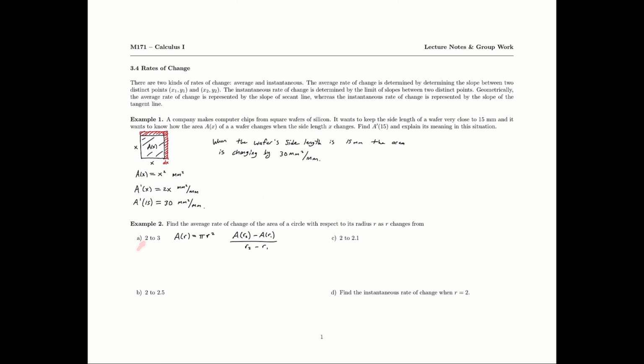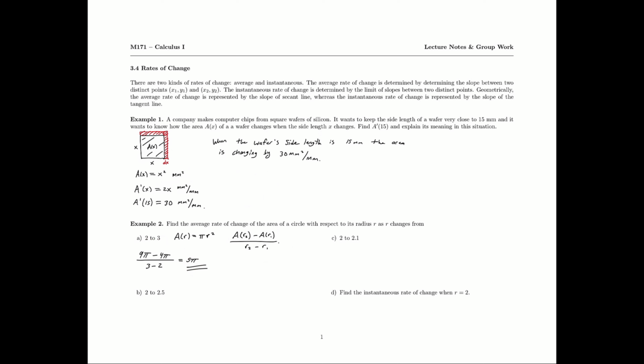Here's our start, 2. So r1 would be 2, and r2 would be 3. Our initial and final radii, respectively. So we're just going to be calculating a lot of this. Here we're going to have 9 pi minus 4 pi all over 3 minus 2, which is 5 pi. Okay, so the average rate of change of area over that interval, from when the radius is 2 to when the radius is 3, is 5 pi.